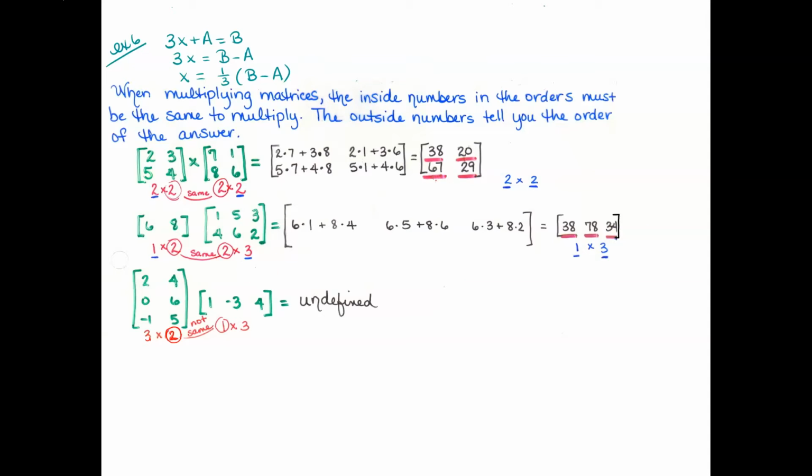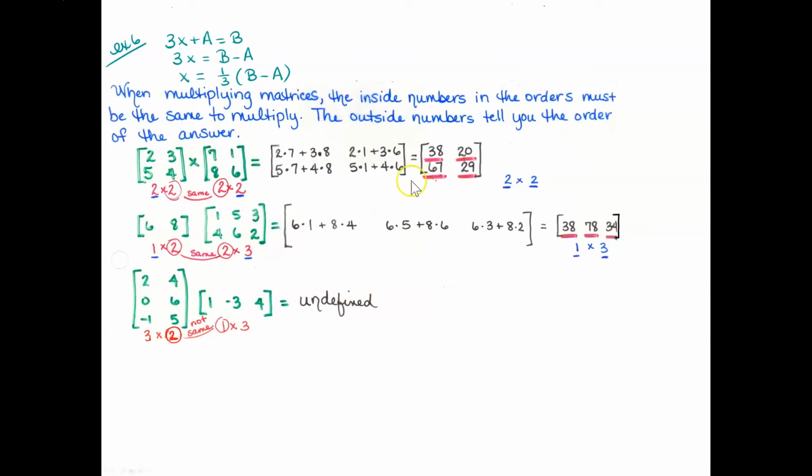So if you come down here and you look at this last one, for our inside numbers, we have 2 and 1. If it's not the same, it can't be done. And so we just say that it's undefined. No solution, impossible, can't be done, whatever WebAssign tells you that it wants you to put, does not exist, whatever. But we'll use undefined. All right, so let's go back and look at how I do multiply matrices if I don't do it that other way.